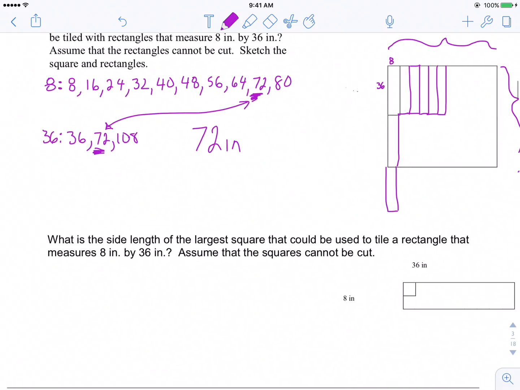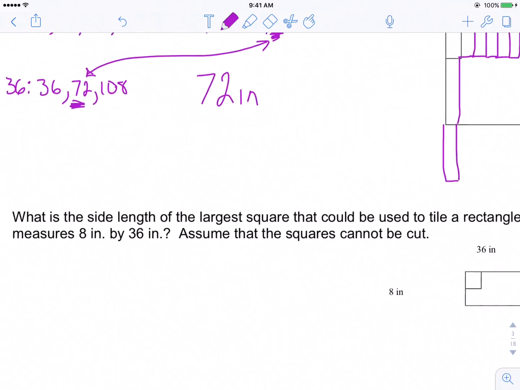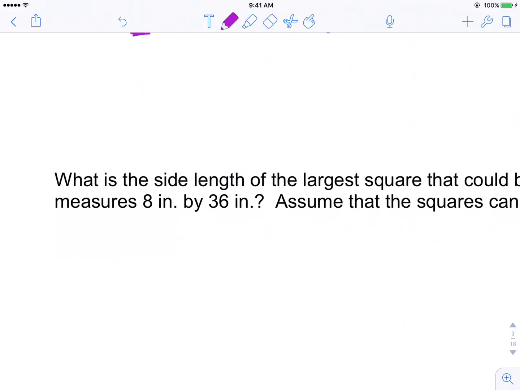The second example: what is the side length of the largest square that could be used to tile a rectangle that measures 8 by 36? Assume that the square cannot be cut. This question, we need to find the greatest common factor. So in this question, I list out, okay, here's my number 8.